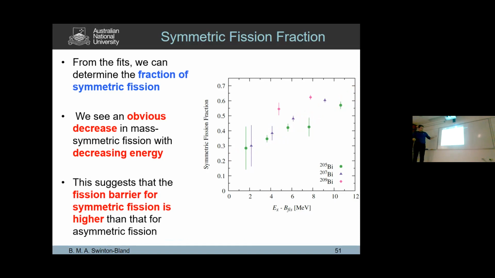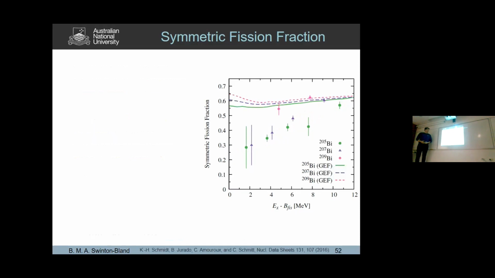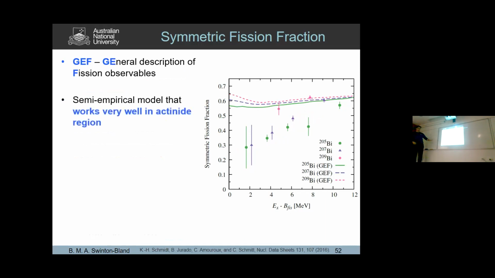Okay, so we've got a little bit more information from this plot, but the way we can really make an important point is to compare it to a theoretical calculation. So let's look at something known as GEF, the General Description of Fission Observables model. This is a semi-empirical model, and the reason I've compared it here is that it works incredibly well in the actinide region, mostly because there's a lot of data there. Semi-empirical models require that.